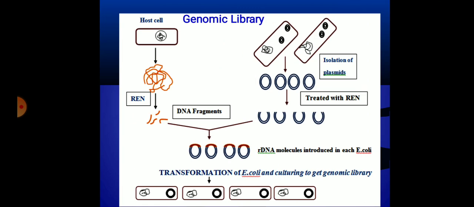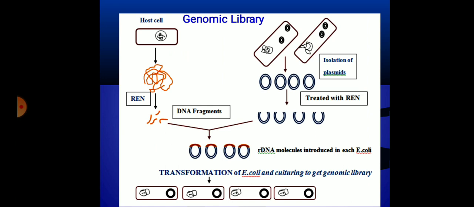This is the summary of the genomic library. From the host cell, the genome is isolated, purified, and treated with the REN to cut the genomic DNA into fragments. From the bacteria, plasmids are isolated and treated with the REN to get the sticky ends. Each genomic fragment is inserted into the cut-open plasmid to produce rDNA molecules. rDNA molecules are introduced into the bacterial cell.